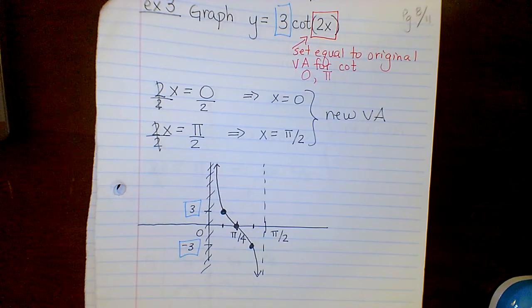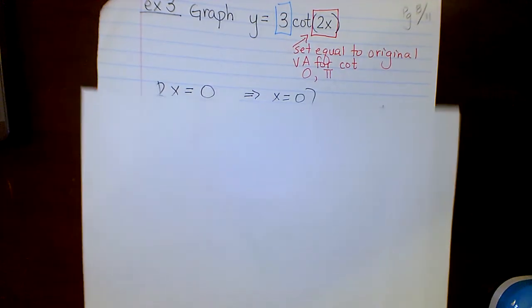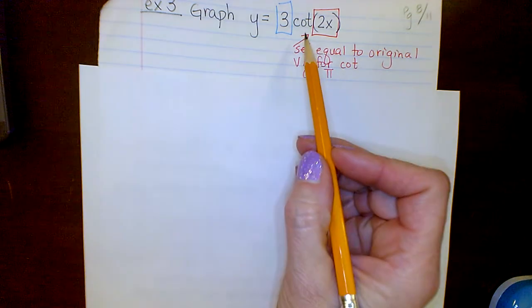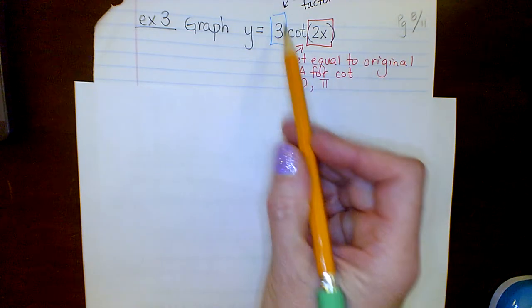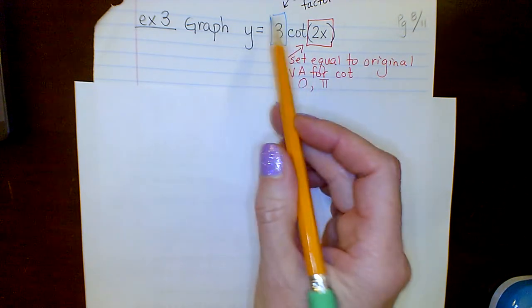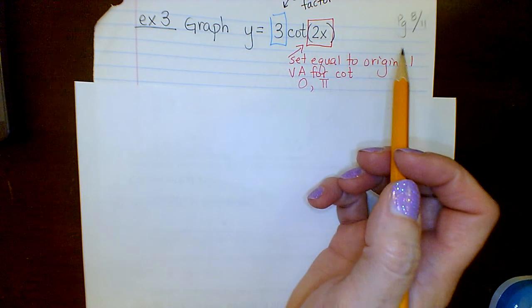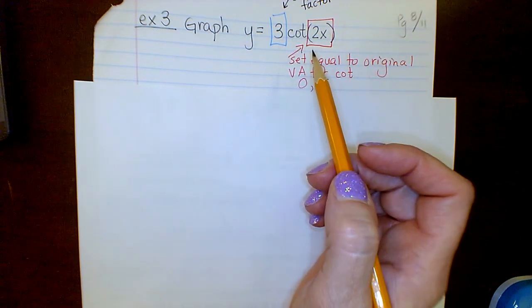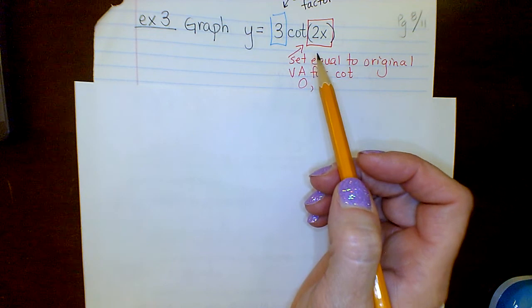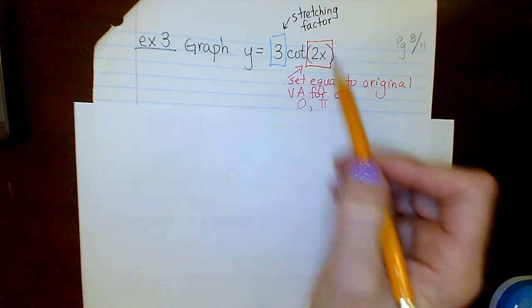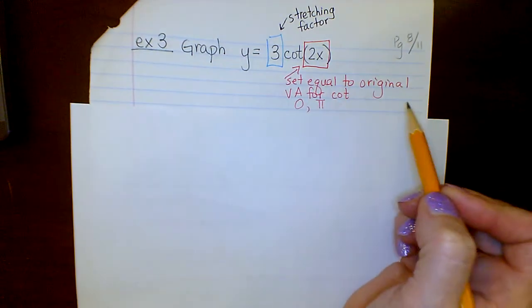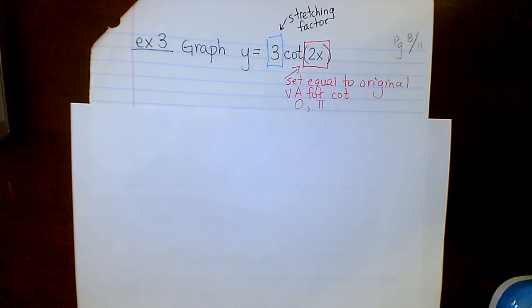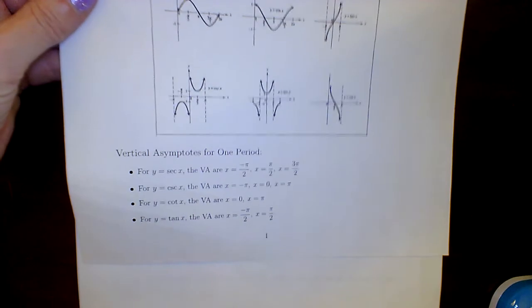Okay, so example 3. This is a cotangent graph. This is what we call the amplitude for the sine and cosine. But for the cotangent, it's just going to be a stretching factor, kind of in the same way the amplitude was a stretching factor. We're going to take this argument and we're going to set it equal to the original vertical asymptotes for cotangent, which you can get from the formula sheet. Those are 0 and pi.